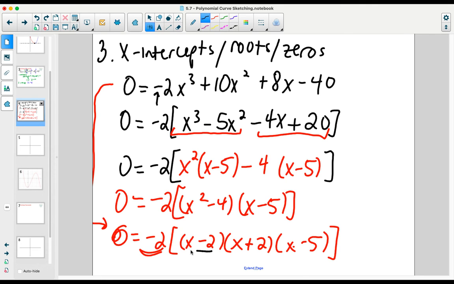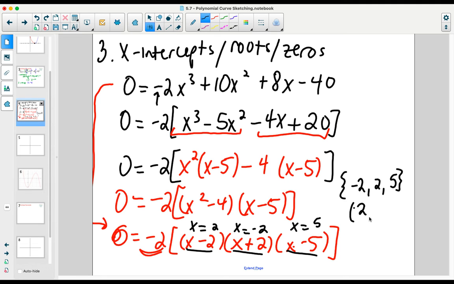So this first equation, when is x minus 2 equal to 0? When x is 2. When is x plus 2 equal to 0? When x is negative 2. And when is x minus 5 equal to 0? That's when x is 5. So we have three solutions to this equation, -2, 2, and 5, and those are going to make up our x-intercepts.